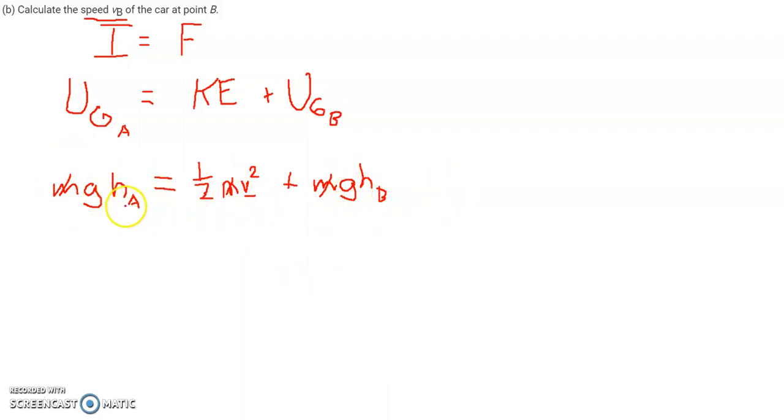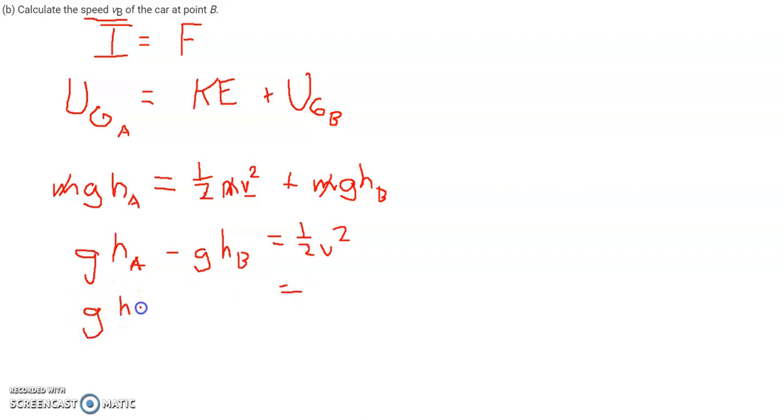I cannot cancel out the h's because one thing, they're different h's. This is h sub a and this is h sub b. But I can cancel the mass because everything has mass. Okay? Let's rearrange for v. So this is g h sub a minus g h sub b equals 1/2 v squared. I'm going to clean this up a little bit by taking out the g, h sub a minus h sub b.